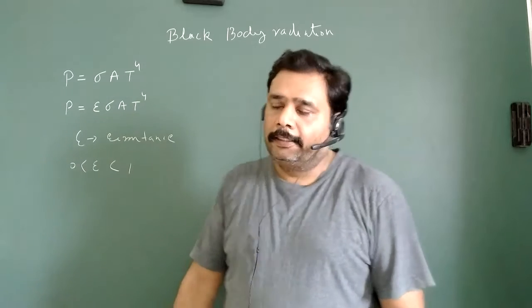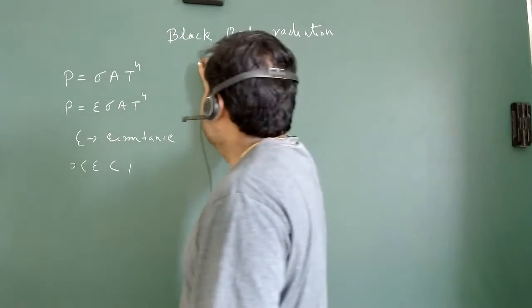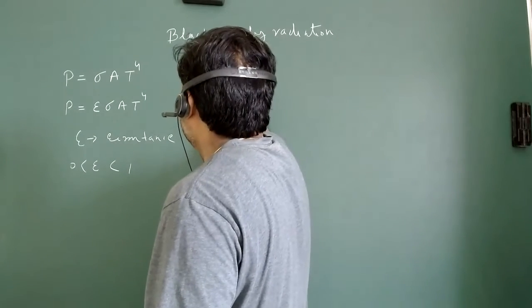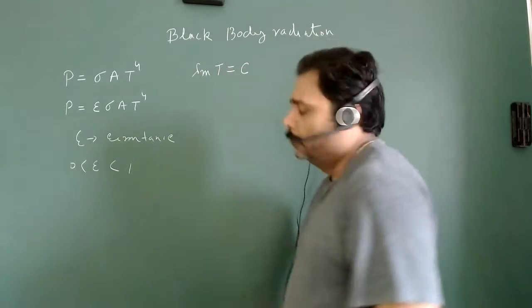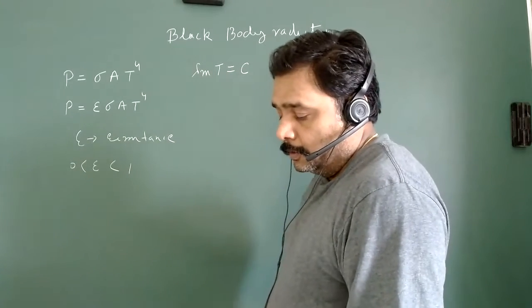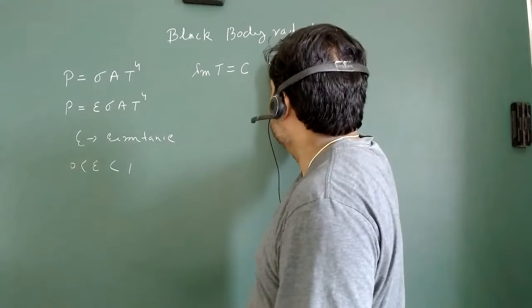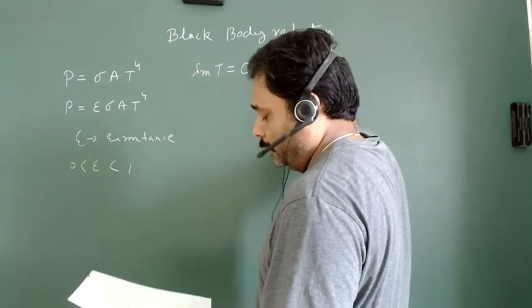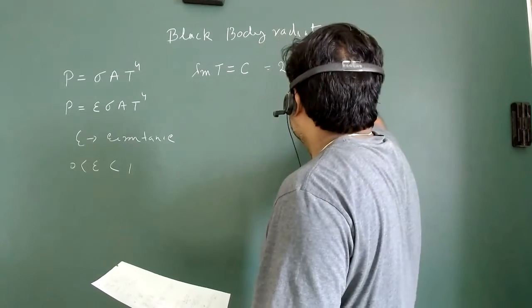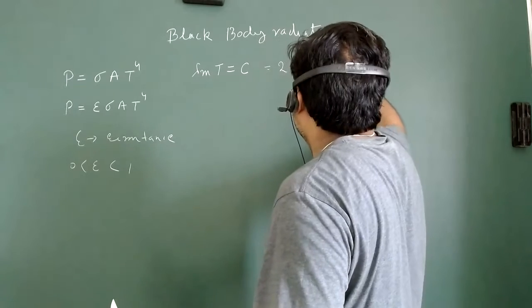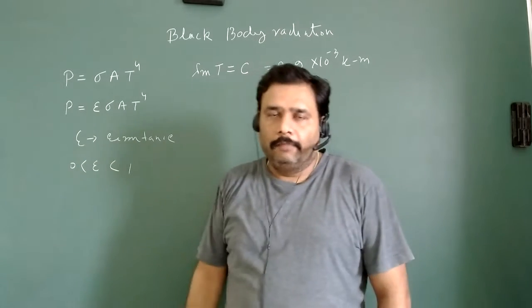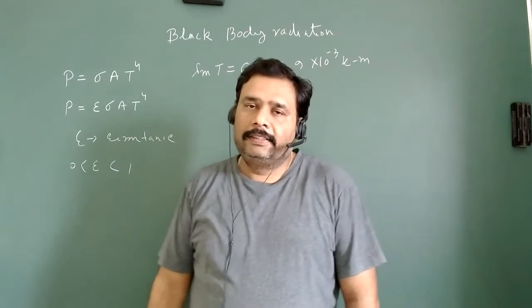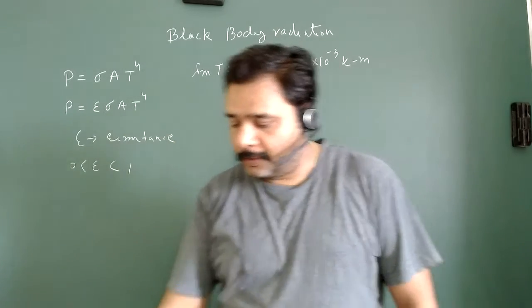And the second, very interesting thing is that lambda m into T is equal to some constant, and we know this constant value. It is approximately 2.9 into 10 to the power minus 3 Kelvin meter. So we will try to solve some problems based on these things. Let's go for the first problem.